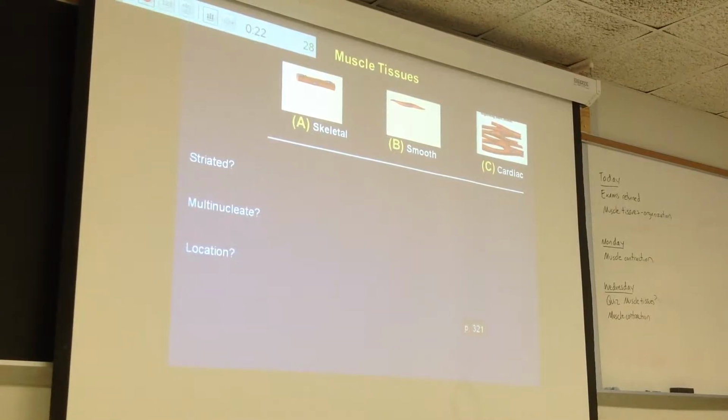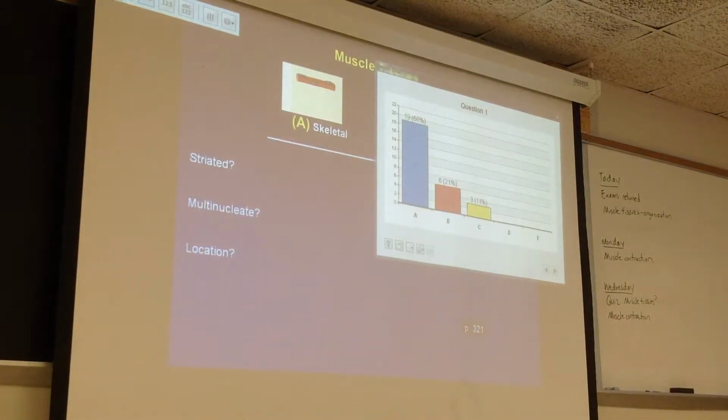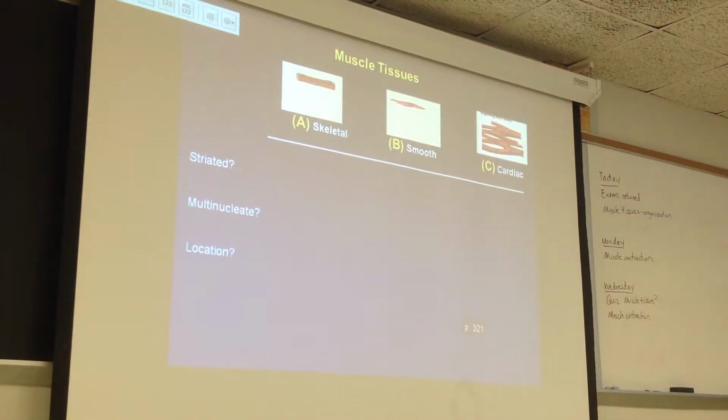Okay, you guys picked on this. If you picked either A or C, you would be correct. Both of those are striated. Smooth muscle is not striated. We're going to learn why those striations exist here in just a little bit.